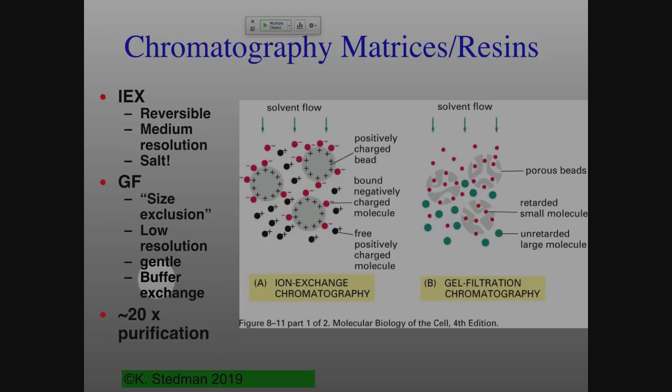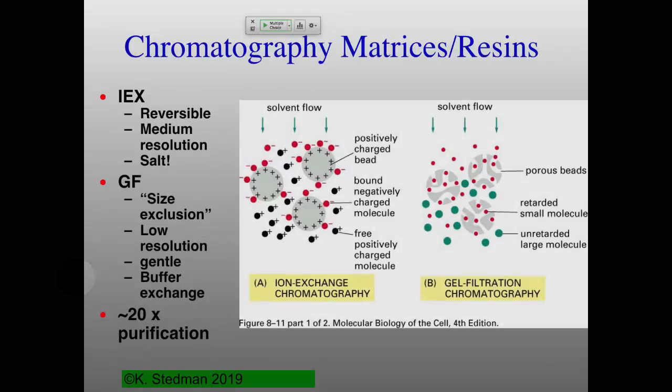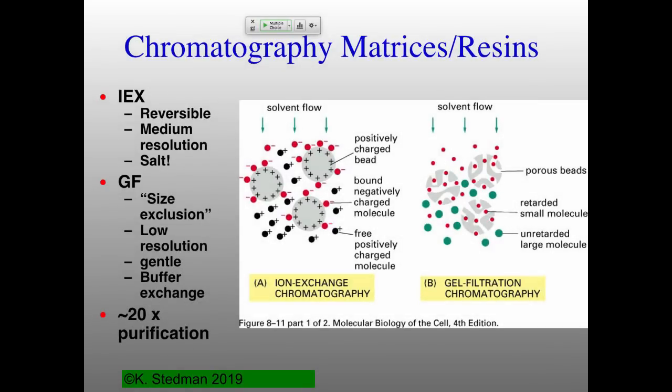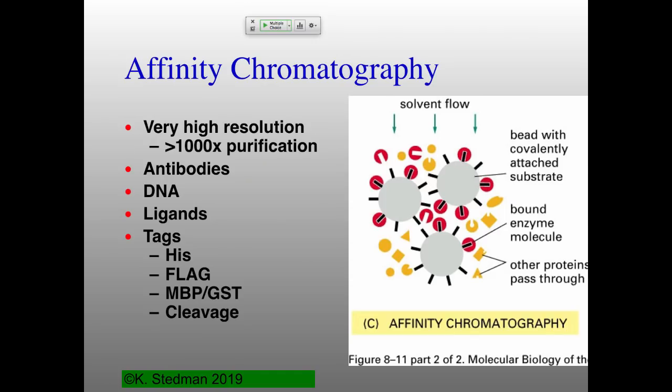This is a relatively low resolution, but it's an extremely gentle process. They're not binding and removing the proteins. This turns out to also be really useful for buffer exchange processes. So you have high salt, and then you can get rid of that high salt. This gives you about 20-fold purification. That is to say, if you started with 1% of your protein in your mixture, you now have 20% of that protein in your mixture after these kinds of purification steps. Again, as a rule of thumb.